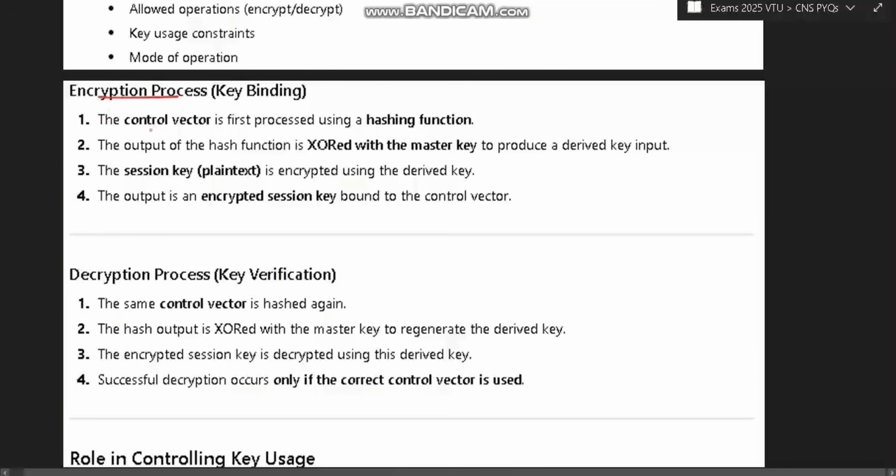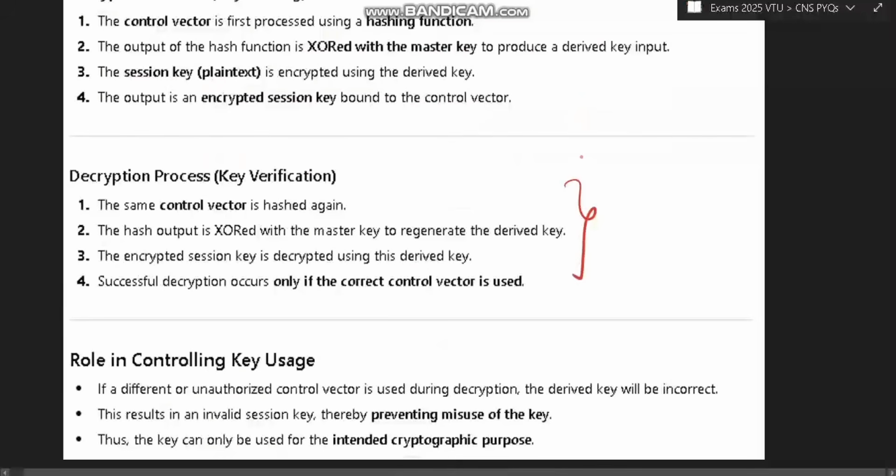So to encrypt it, the control vector is first processed using a hashing function, and the output of the hash is XORed with the master key, and then a session key is encrypted using the derived key. Then the output is the encrypted session key bound to the control vector. These four steps are there for encryption. The reverse of this is in the decryption.